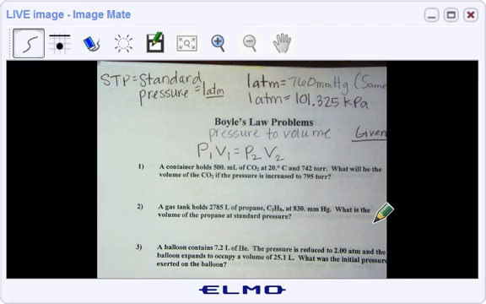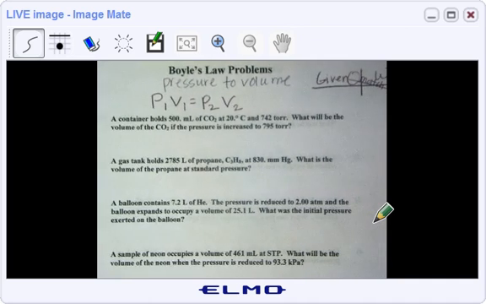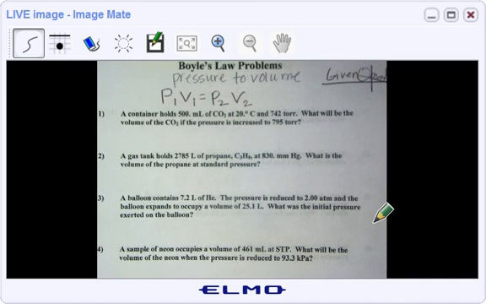I'll give you another minute and then I'm going to start. Okay, let's take a look at number 1. If you want to do this on an extra sheet of paper, that's fine because it will get messy.